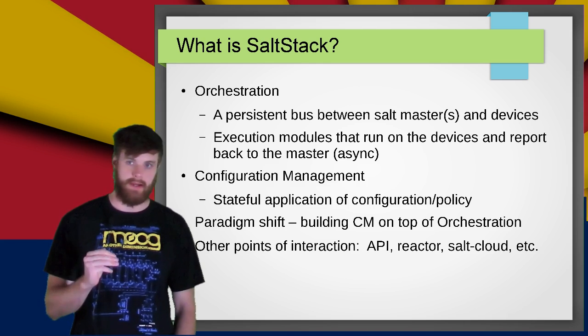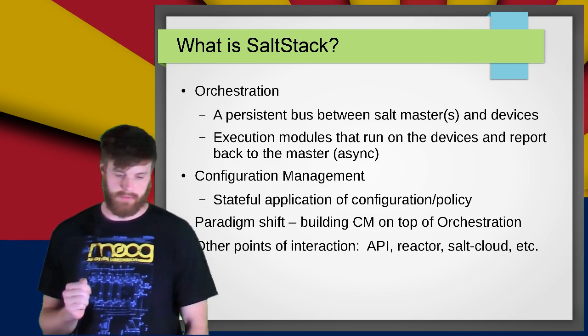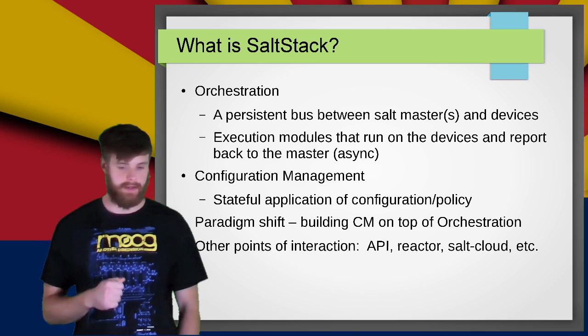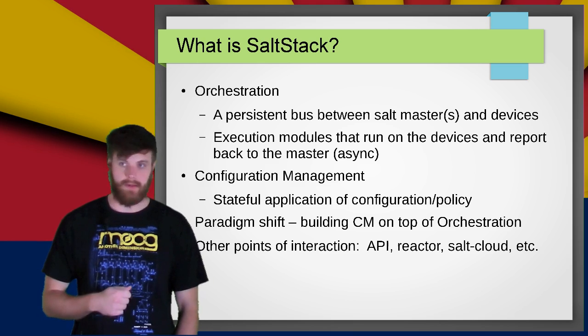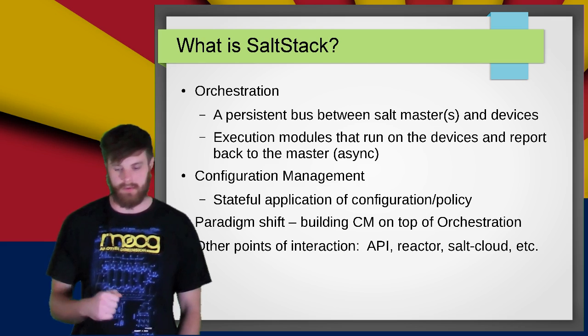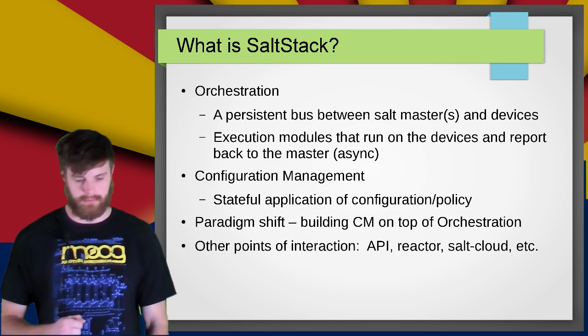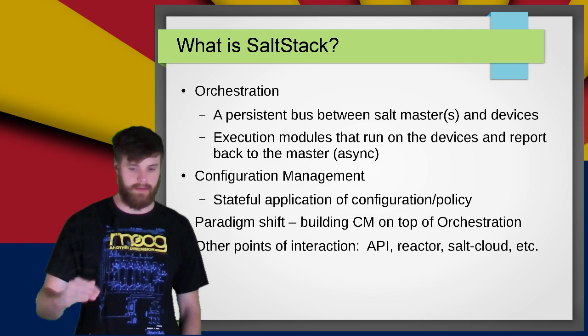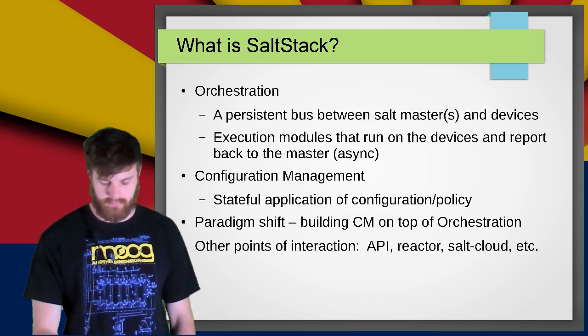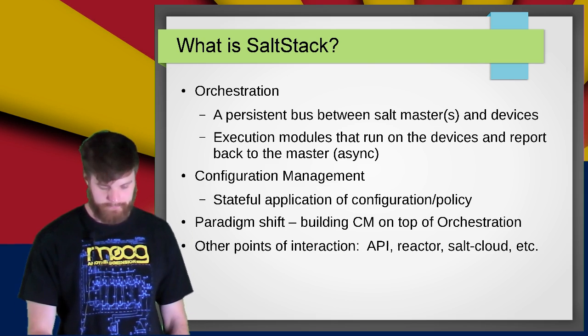So those are your two primary entries into the system. You're either doing orchestration at the command line or via the API, or you're doing configuration management, which is stored in some type of file backing or version control system to apply things that you want to stay converged over time.